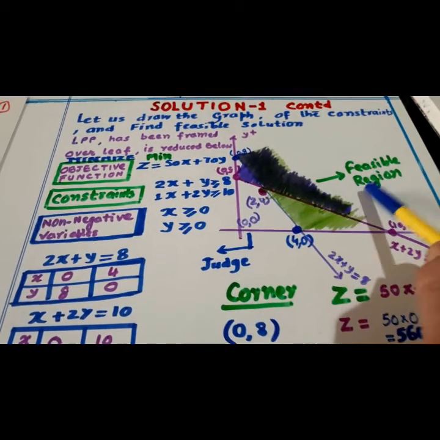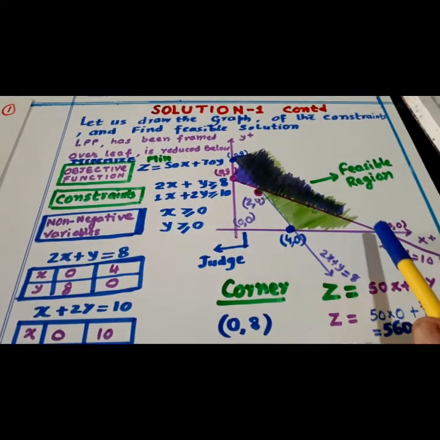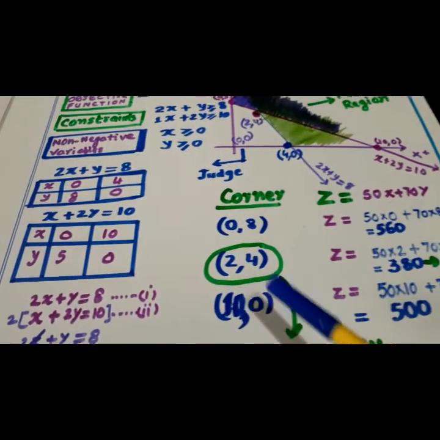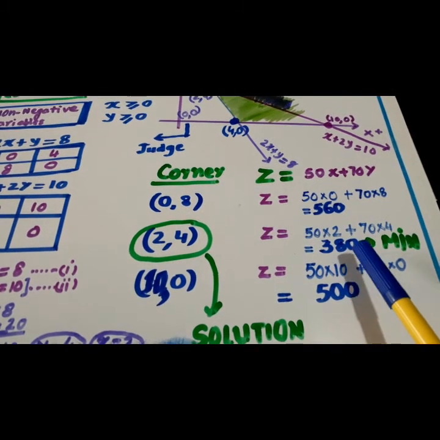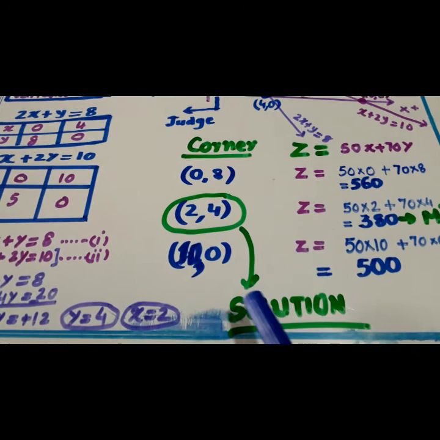So this area becomes more darkened. This is the feasible region and our answer lies here, at one of the corners. So we have discussed three corners. The minimum value comes at 380. So our solution is at 2 and 4.